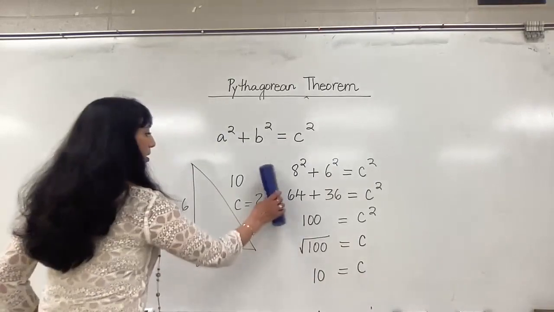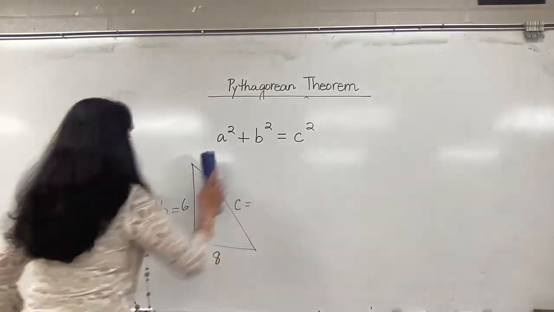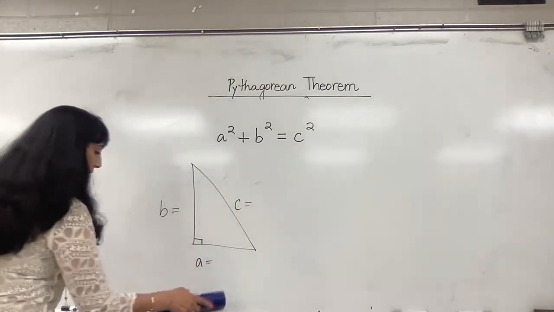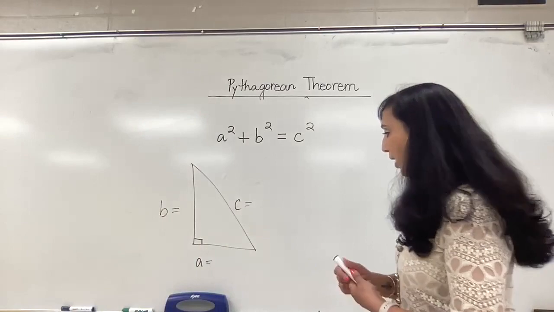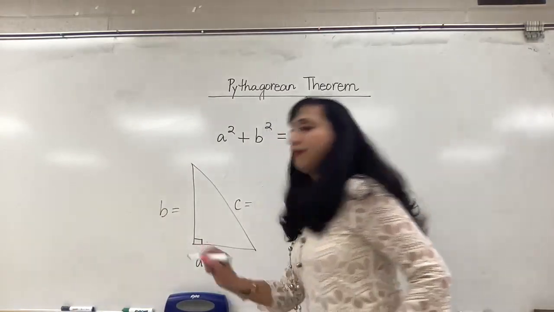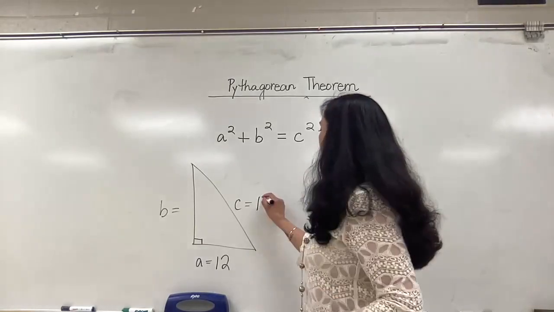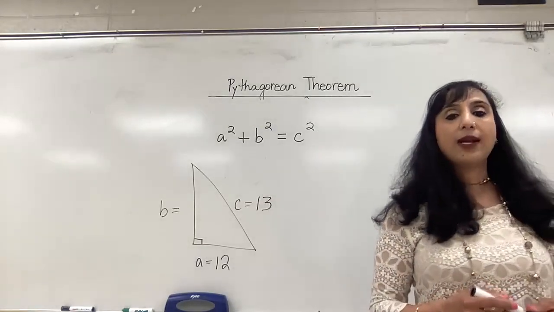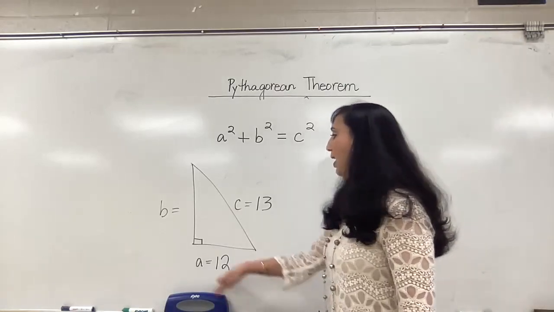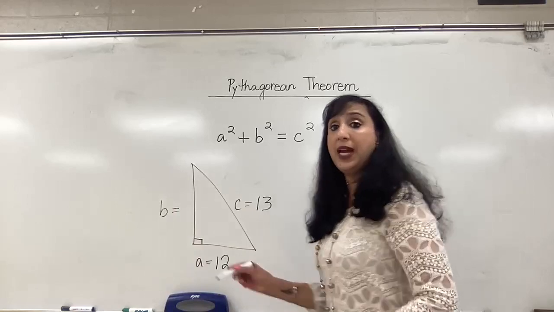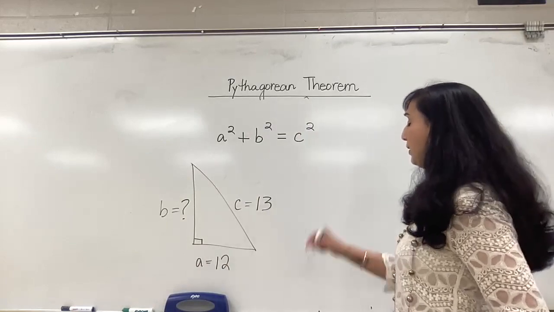Okay, so let's go ahead to another problem, and we are going to change this. Let's say we have 12 given to us over here, and I might give myself c is going to be 13. Now we have to calculate what is b. I have a, I have c, but I do not have b, and that's what I need to calculate. Again, same formula.